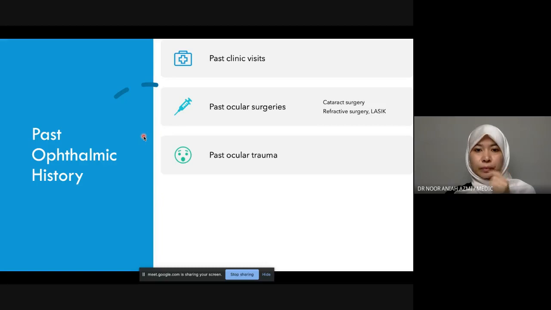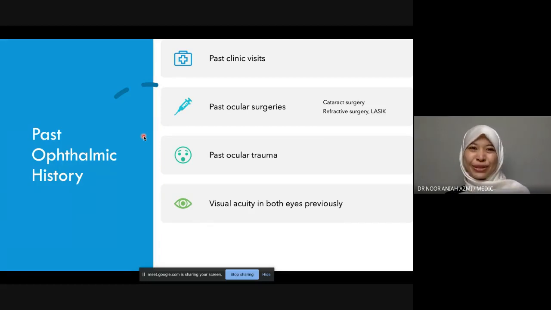And then, with regards to the past ocular surgery, we also need to ask, okay, all right. And then we move on to the past ocular trauma. Yeah, that's very basic. You need to ask about any trauma to the eye. And then we also want to know what the visual acuity was previously in both eyes, all right? And then the refractive error history, the glasses history.